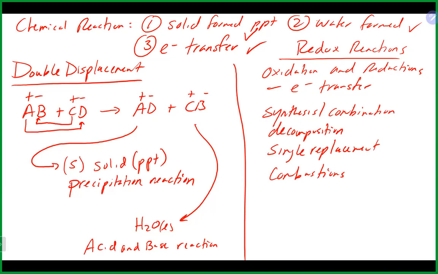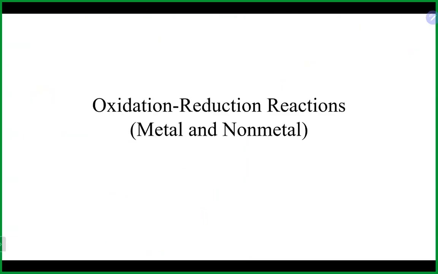So we're going to first talk a little bit about redox, and then we're going to talk about everybody here and how they all get classified. So let's take a look at that here. Oxidation and reduction reactions are, as I mentioned, redox reactions. One definition of oxidation is something that loses electrons, while reduction is something that will gain electrons.